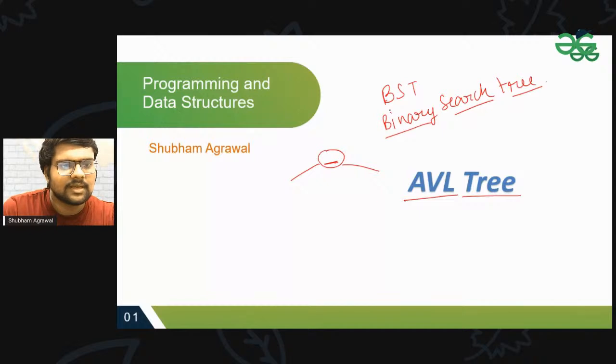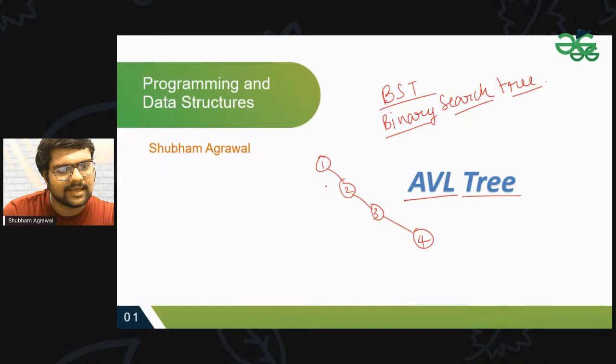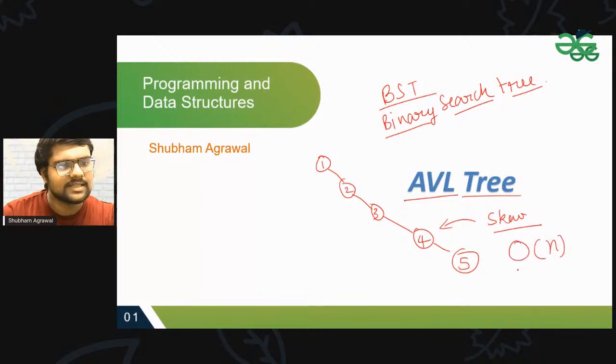But the problem with our BST is that if we have elements like this, like a list, then our BST will look like this, and it is similar to a list. If our tree is a skew tree, so this tree is known as a skew tree, then the time for searching will be order of n if there are n nodes in the worst case. To overcome this disadvantage of BST, AVL tree is introduced.